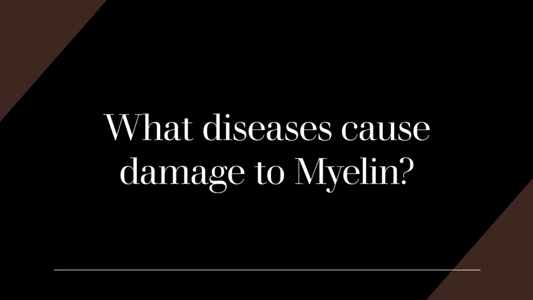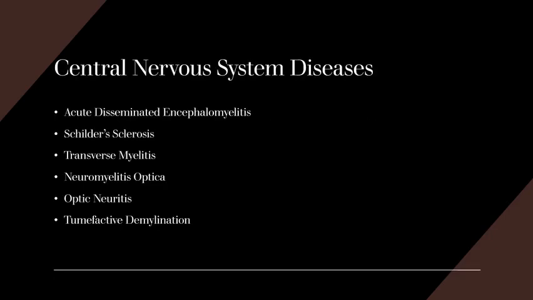Probably the most well-known disease that attacks the myelin in your central nervous system is multiple sclerosis. Other central nervous system diseases in which myelin is attacked include acute disseminated encephalomyelitis. This is a rare acute intense immune reaction in the CNS. Schilder's sclerosis. This disease, also called diffuse myelinoclastic sclerosis, is a rare neurodegenerative disease in children.